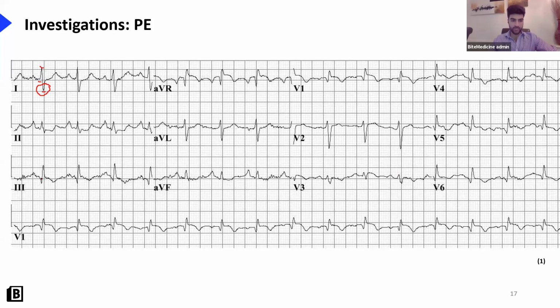lead 3. So that's your Q wave there. And T3 means there is T wave inversion. So that's your S1, Q3, T3. And that can be seen in pulmonary embolus, but it's pretty rare. It's usually seen in about 10% of cases. Good, so let's move on.